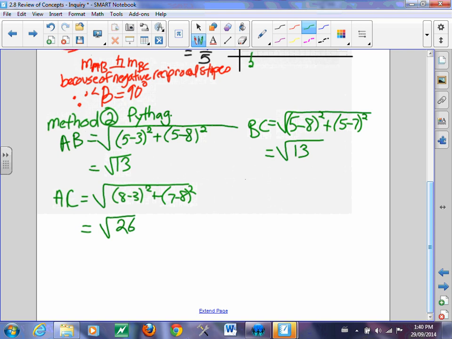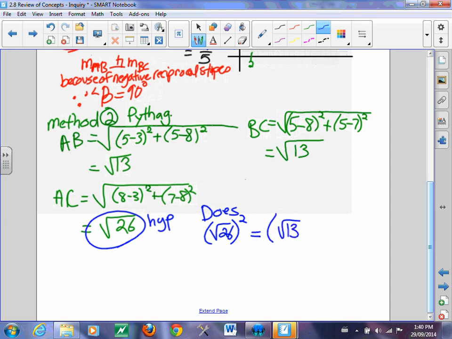Now, taking a look, ladies and gentlemen, with all the side lengths, what we know about Pythagorean theorem is that the biggest side has to be the hypotenuse. So this has to be the hypotenuse. And then you have to ask, does root 26, and we've got to square it because it's Pythagorean theorem, equal root 13 squared plus root 13 squared? So it's a question we want to ask.